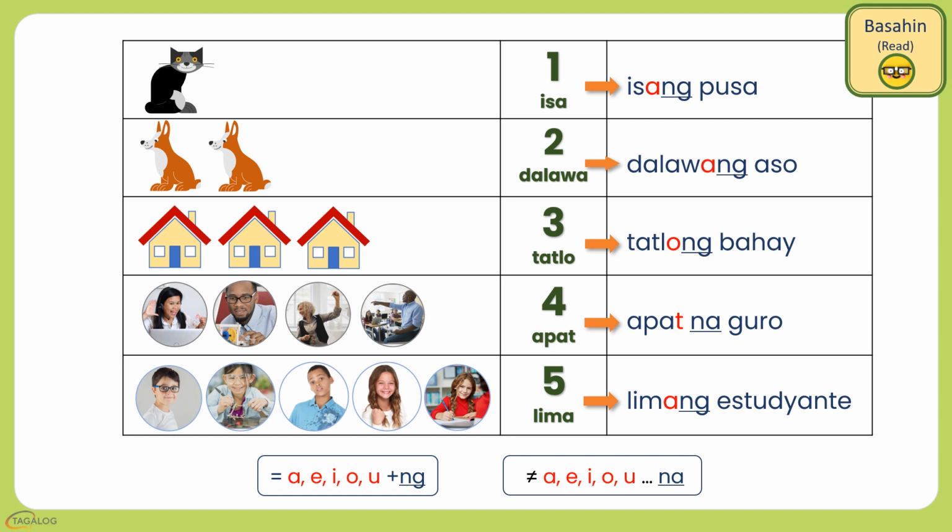When the number word ends with a vowel, we add the connector nang. When the number word ends with a consonant, we add na. Let's start.